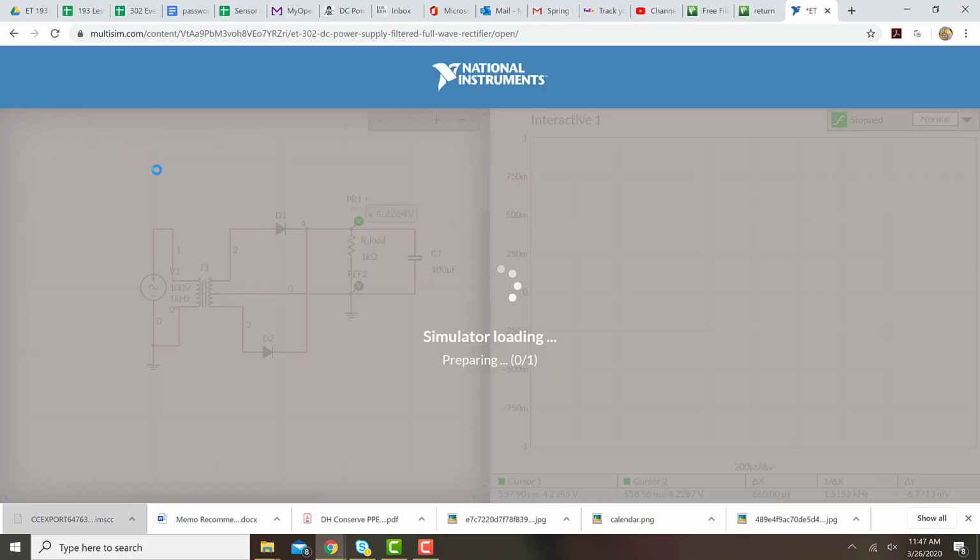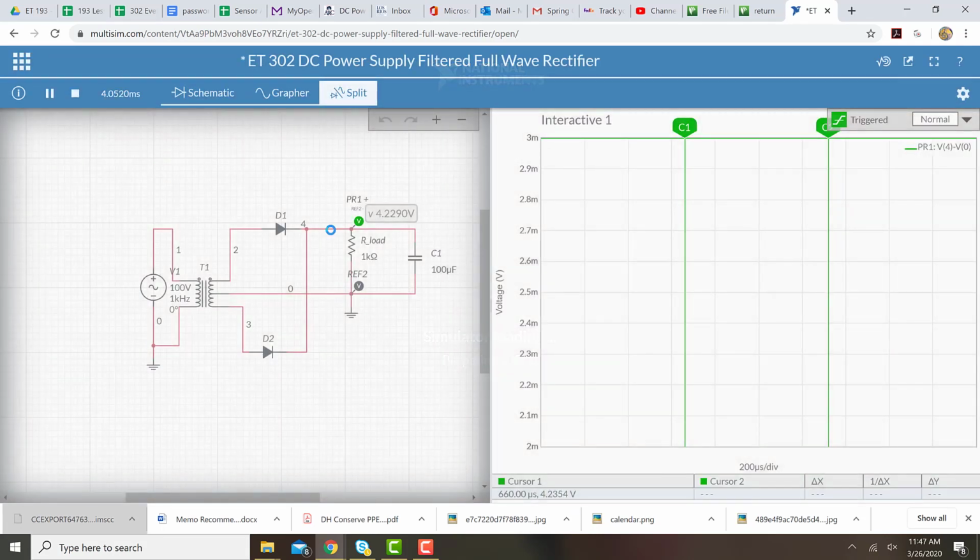When I run the simulation, initially we don't see anything on the graph. So you might think that nothing is going on, but actually what's happening is that we're just zoomed in very, very far and we can't see what's happening. You can see over here on the left-hand side the graph only goes from 2 millivolts to 3 millivolts. So we're zoomed way in. So what we want to do to start off with is zoom out.